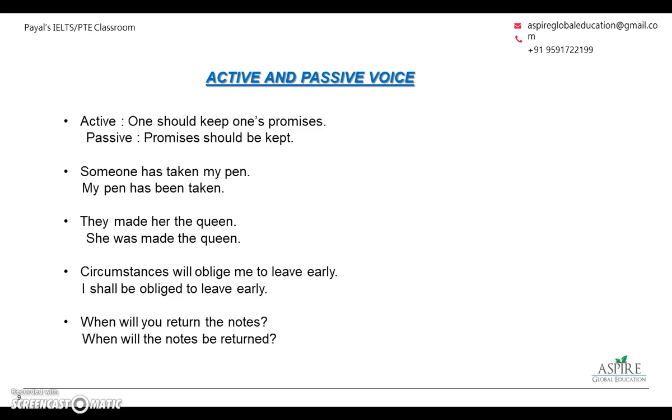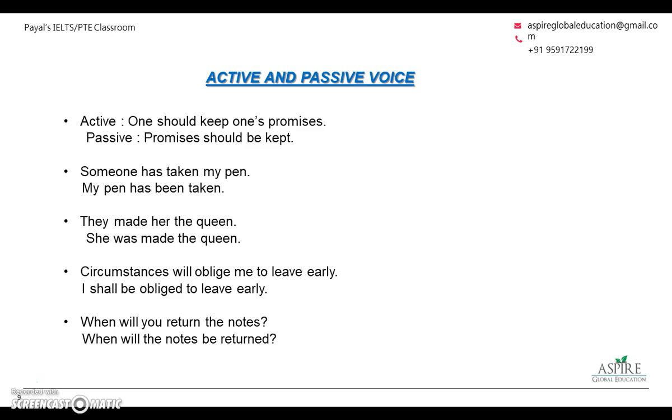Okay, so in the last lesson, we did study about active and passive voice. So this is one exercise. One should keep one's promises. It has one subject and predicate, so it's a simple sentence. How will I change it into passive? Promises should be kept. Here, the word promises is the object, therefore it will be taken in the front to form a passive sentence.